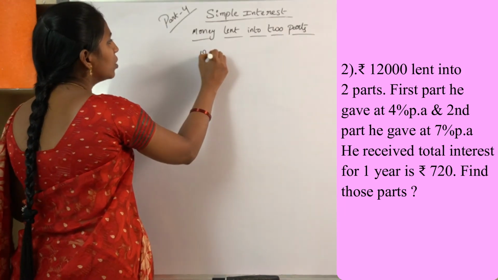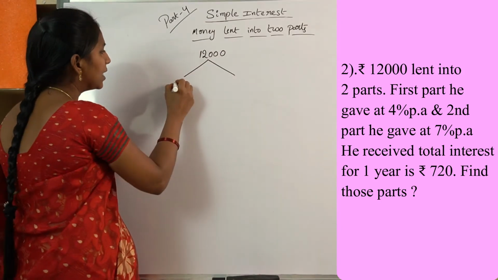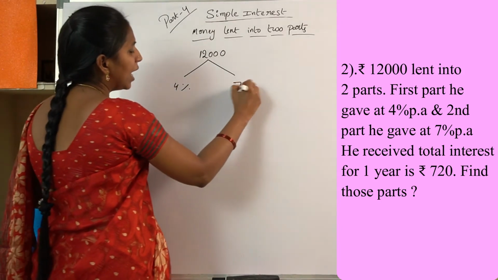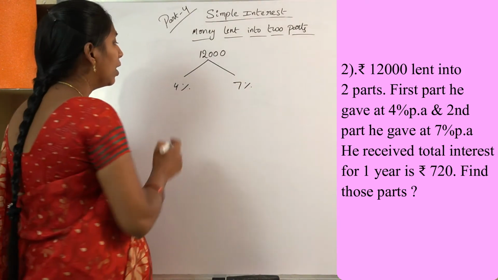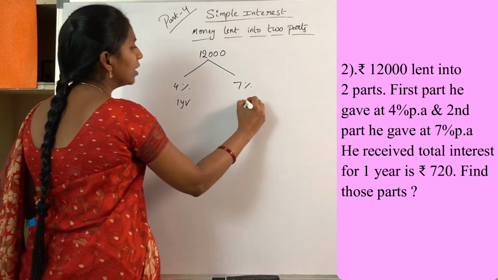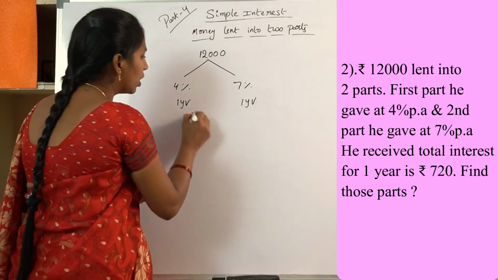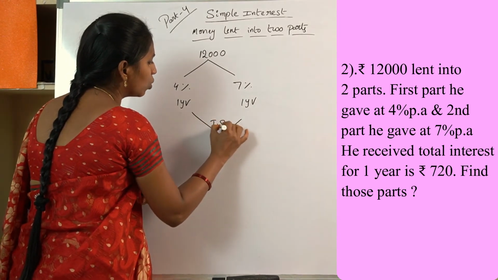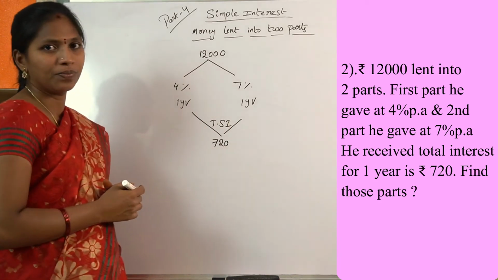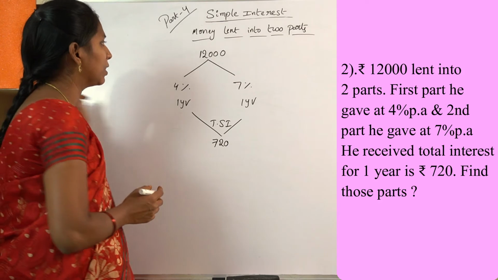Here 12,000 rupees lent into two parts. First part is at 4% per annum and second part is at 7% per annum for 1 year. This is for 1 year and this is for 1 year. Then total simple interest is what? 720 rupees. That is total simple interest. I want to explain this question in method 2, second method.